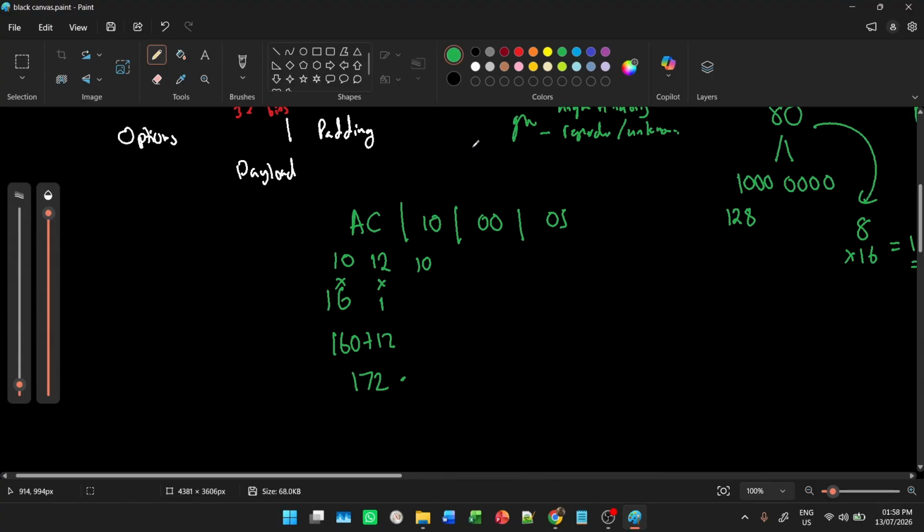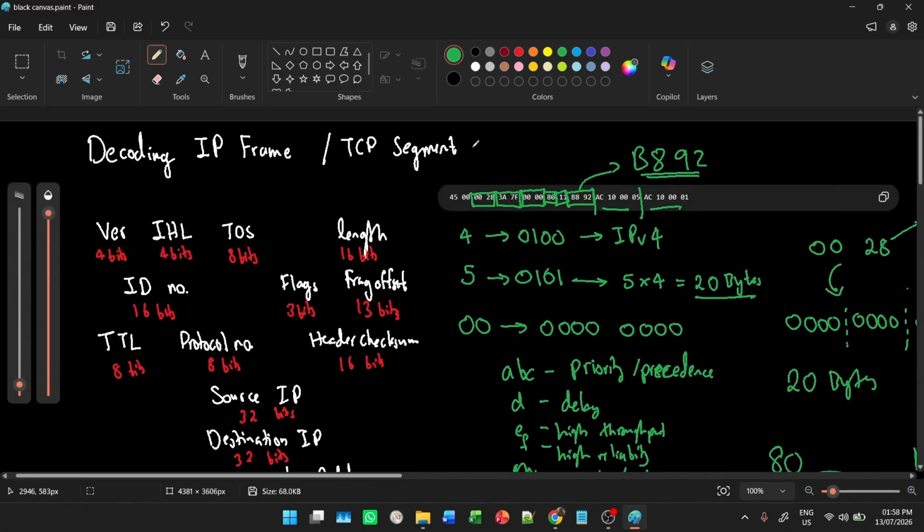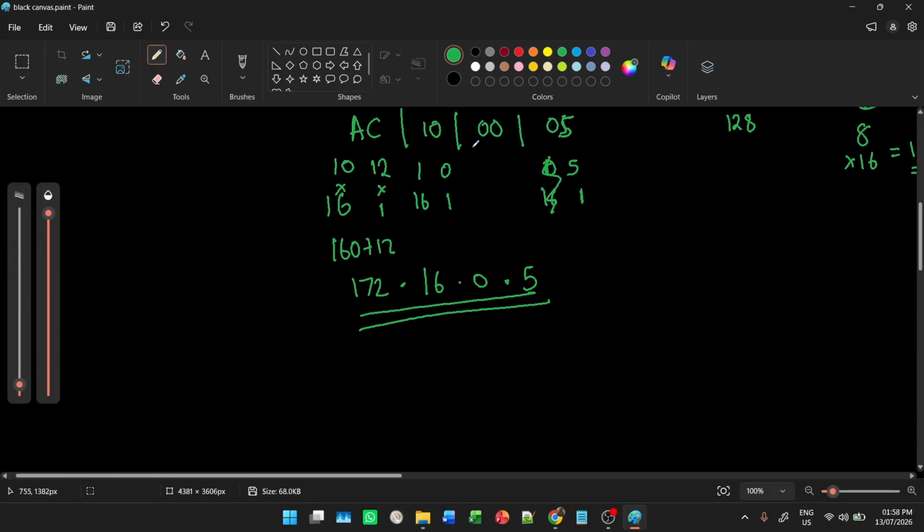Here you will have again 10. It's going to be 1 and 0. So 16 times 1, so here it's going to be 16. Here 0, 0, so you can put a 0 here. And I believe this is a 5. So again you can go 0, 5, 16 times 1. Don't worry about that. Dot 5. This is the source IP address, and I believe the destination IP address is AC10001.